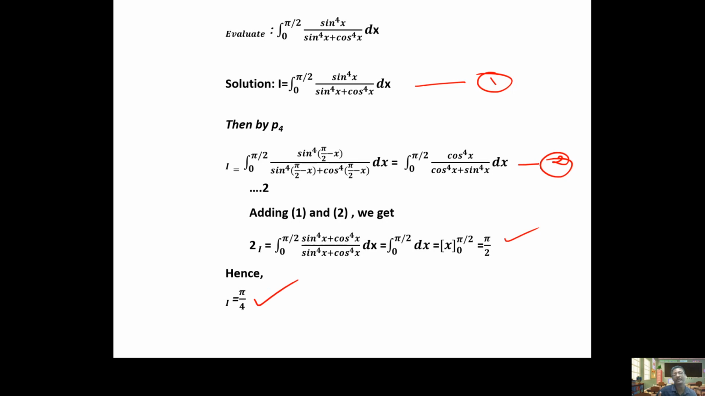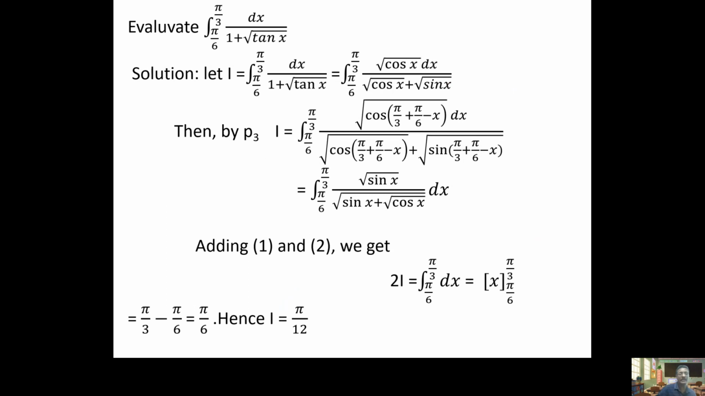Never forget that this I should be written. Otherwise, everybody will write 2I is equal to pi by 2 only, not I is equal to pi by 4. So remember that. And next question.